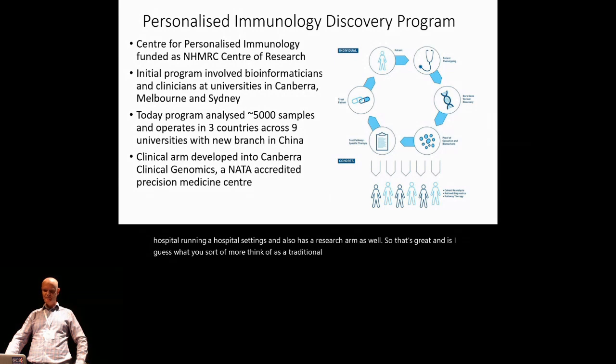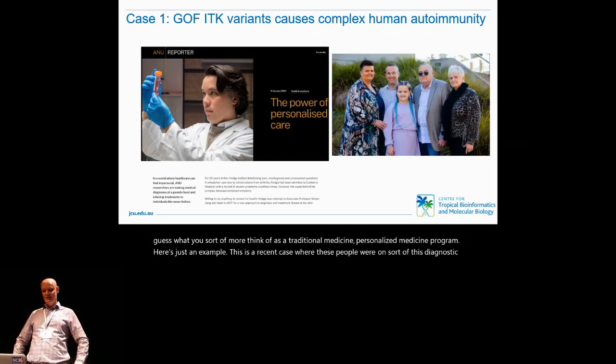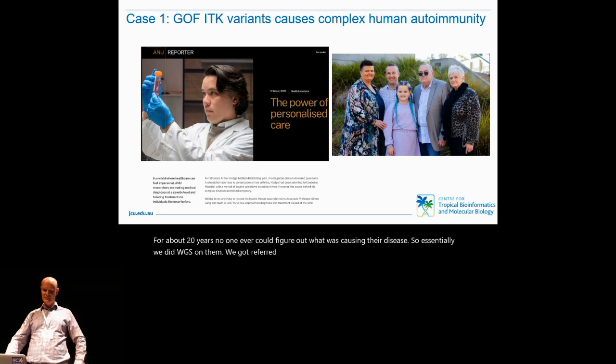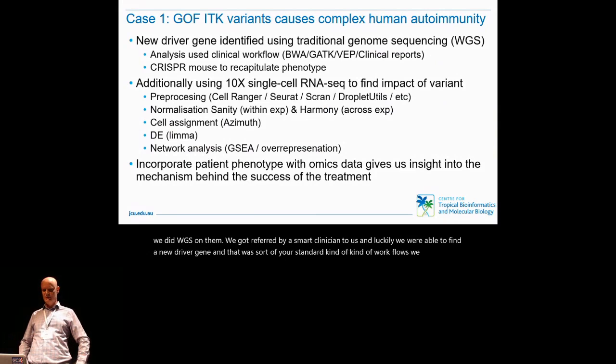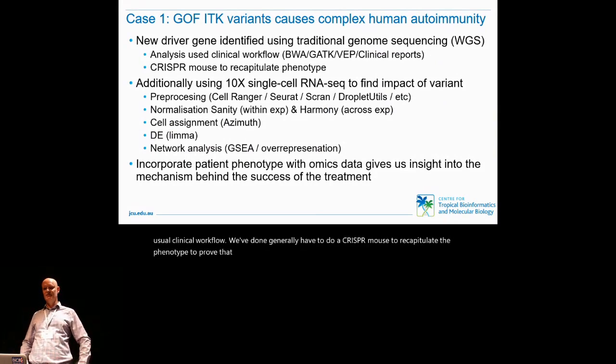That's what you think of as a traditional personalized medicine program. Here's just an example. This is a recent case where these people were on a diagnostic odyssey for about 20 years. No one ever could figure out what was causing their disease. So we did WGS on them. He got referred by a smart clinician to us, and luckily, we were able to find a new driver gene. That was your standard workflow. We did our usual clinical workflow. We then generally have to do a CRISPR mouse to recapitulate the phenotype to prove that the causal variant is what you think.